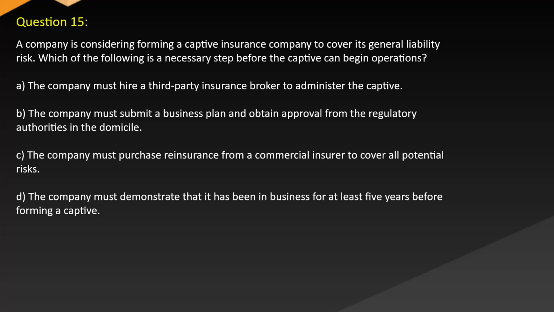Question 15. A company is considering forming a captive insurance company to cover its general liability risk. Which of the following is a necessary step before the captive can begin operations? A. The company must hire a third-party insurance broker to administer the captive. B. The company must submit a business plan and obtain approval from the regulatory authorities in the domicile. C. The company must purchase reinsurance from a commercial insurer to cover all potential risks. D. The company must demonstrate that it has been in business for at least 5 years before forming a captive.